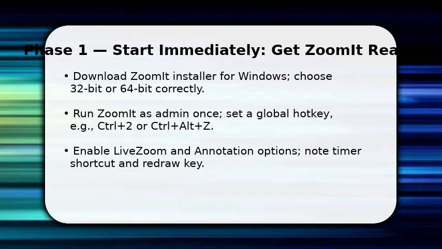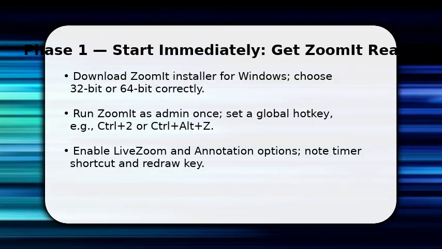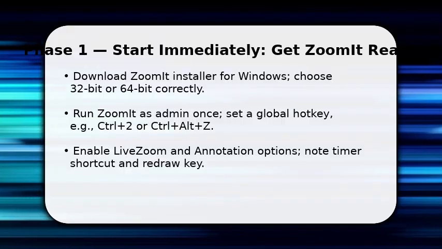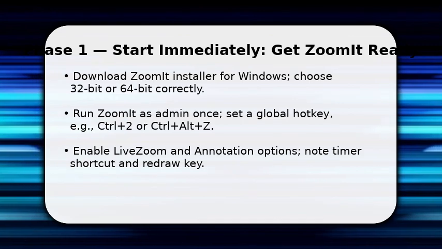You start by downloading the correct Zoomit installer for Windows, then run it with Administrator rights so global hotkeys register. Once installed, open Settings and assign a simple hotkey, for example Ctrl+2, because complexity slows you down. Enable Live Zoom and choose annotation tools you will use most. Make sure to configure the timer and redraw key now, since these defaults control how you interact while presenting. Once done, test the hotkey quickly so you know Zoomit responds immediately.